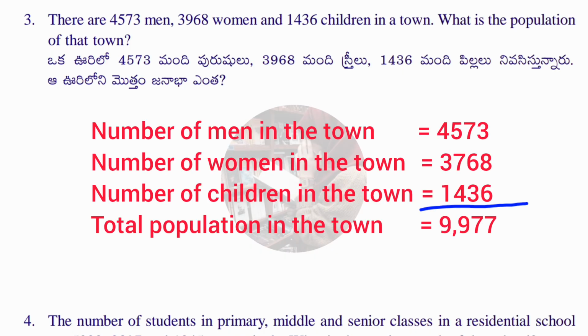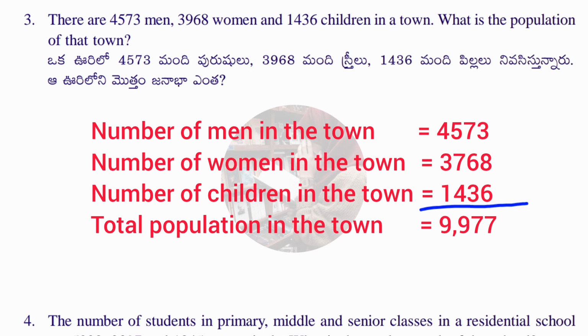Number of men in the town is 4,573. Next, number of women in the town, which is 3,763. Next, number of children in the town, which is 1,436. Okay guys, here let me tell you the plural form of man is men, not mans. Like that, woman, plural form is women, not women's. Like that, child is the singular form, and the plural form of child is children. Most of the students write it down as children's, which is wrong.